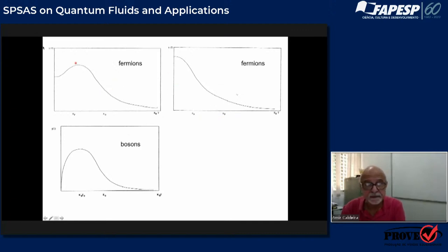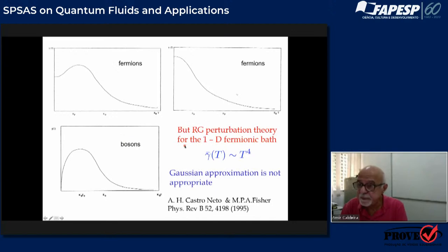So that will be the gamma of T for fermions and the gamma of T for bosons in 1D. So there is no Bose condensation here. But now, we had also played with a particle moving in a Luttinger liquid, and the behavior of the damping for a particle in a Luttinger liquid is not exactly like this one here. So it's amazing.